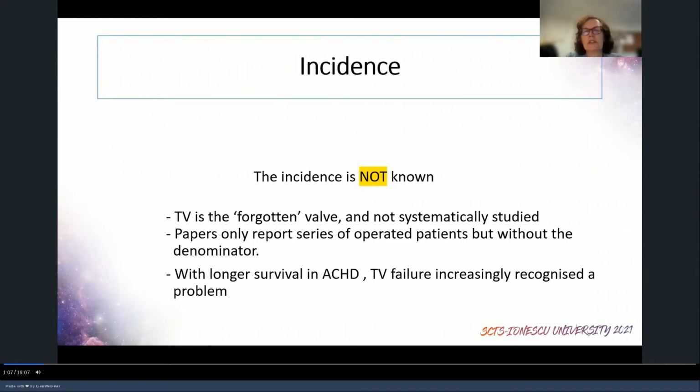The incidence of this condition is not known. The tricuspid valve is the forgotten valve and usually not systematically studied, and papers generally only report series of operated patients, but without the denominator, i.e. without saying what the total population is. However, with longer survival in adult congenital heart disease, tricuspid valve failure is increasingly recognized as a problem.